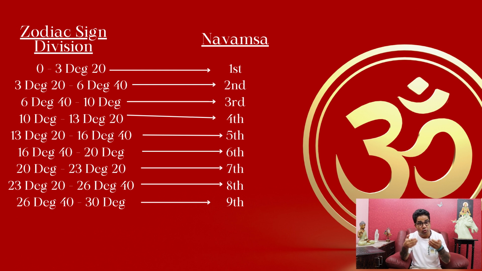If you have to scrutinize or assess a planet, let's say for example it is placed in the 11th degree, now you know that it is the 4th Navamsa Pada, because from 10 degree till 13 degree 20 minutes is the 4th Navamsa Pada.